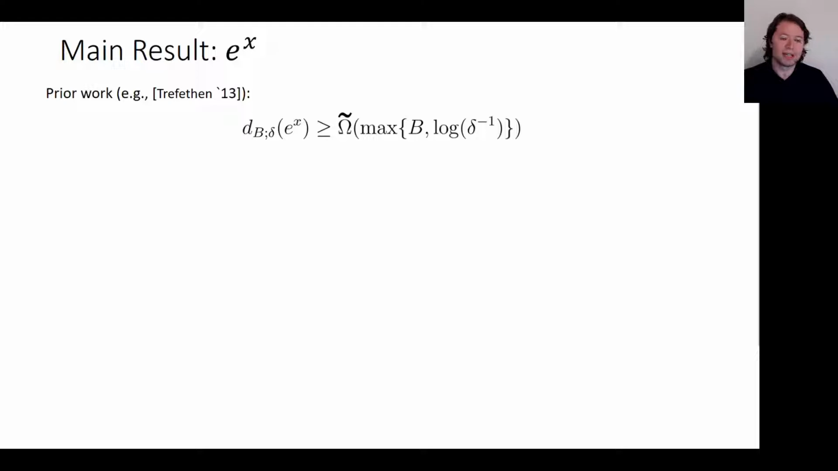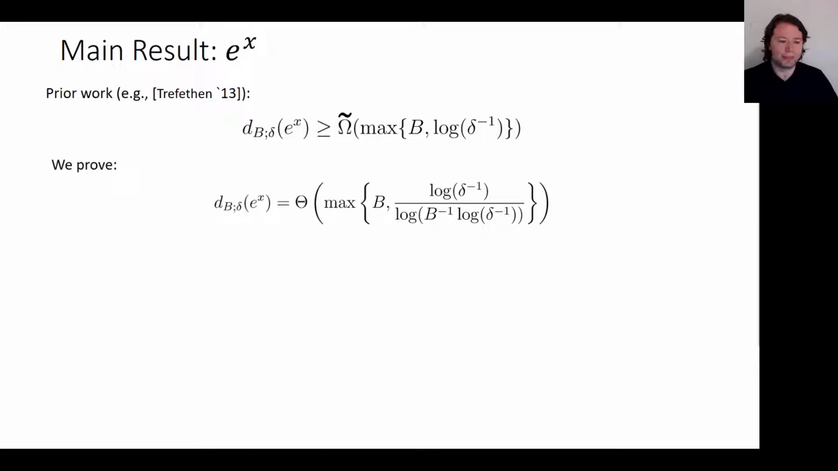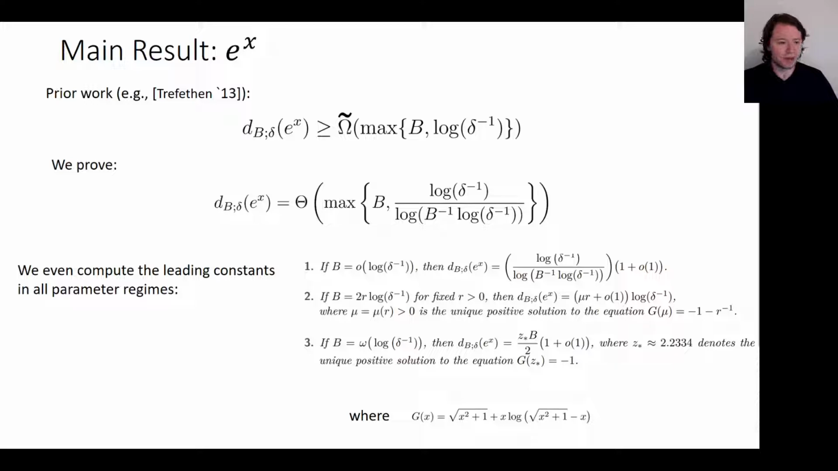So prior work gave a somewhat loose bound on the degree, and we prove a tight bound that the degree is exactly this max of 2 terms. It's actually the same as for e to the minus x, except the first term is b instead of square root of b log 1 over delta. And again, we compute the leading constant exactly in all of the parameter regimes for e to the x. So these are our main results.